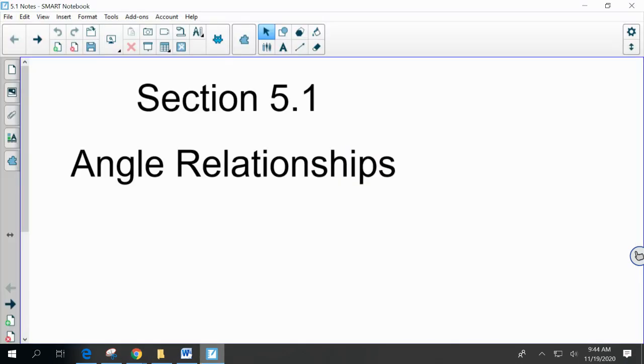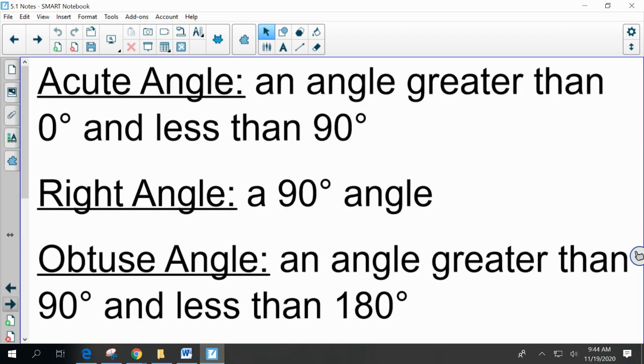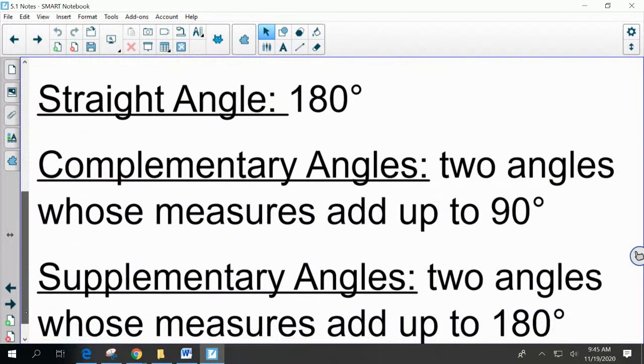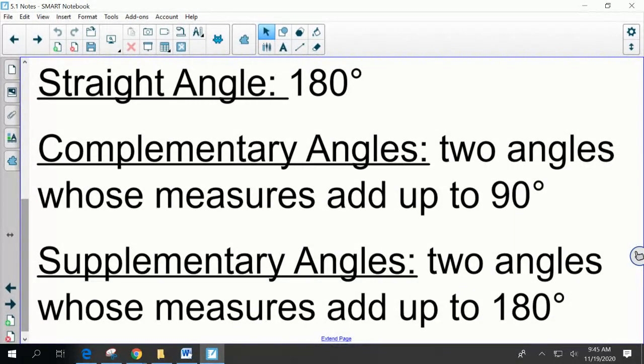All right, so we are going to talk about angle relationships today. So first, I would like you to pause your video and write down these vocab words. So you'll need to pause your video at this point and write them down. And then you will also need to pause your video at this point and write them down.